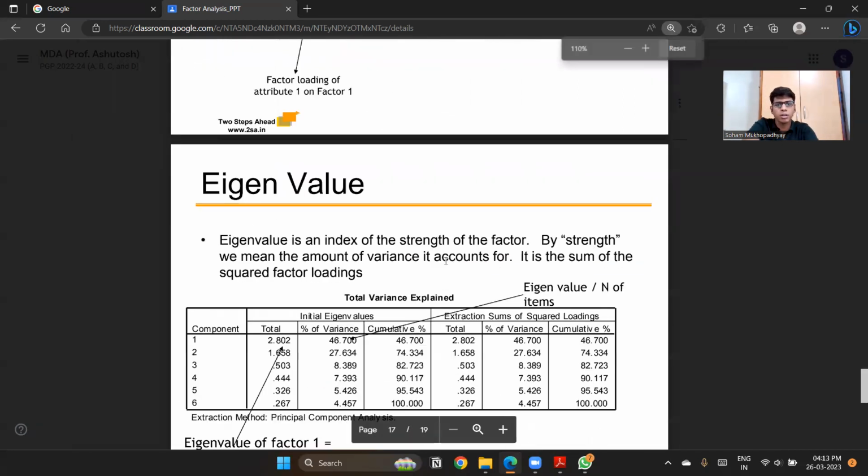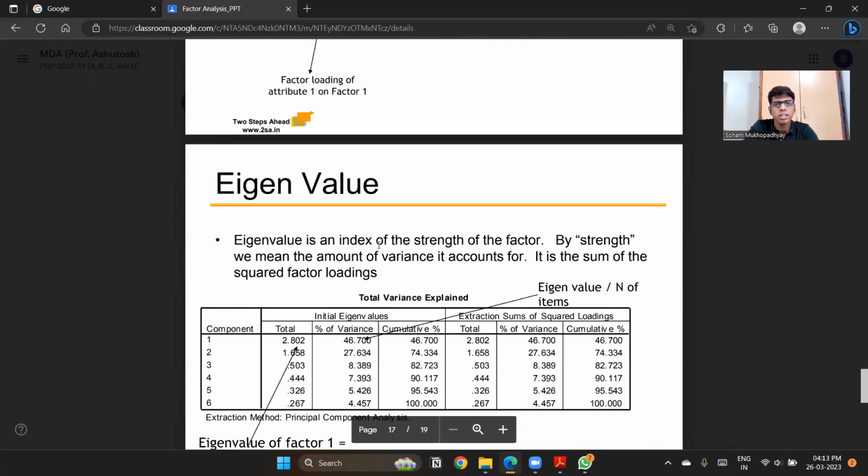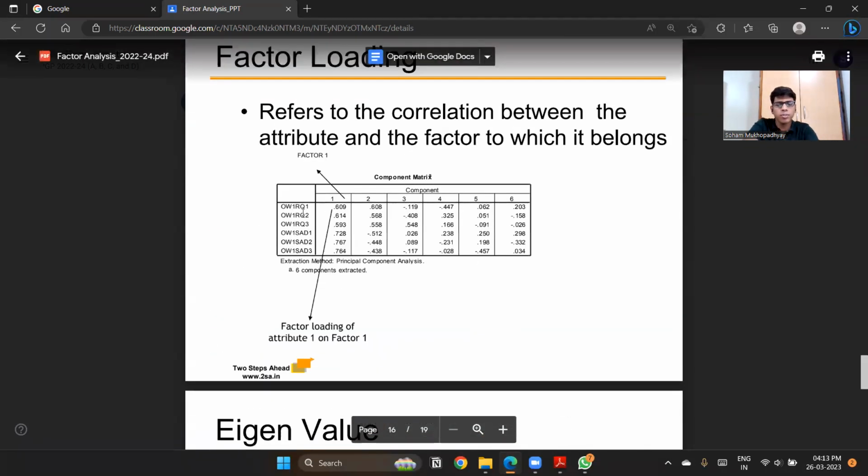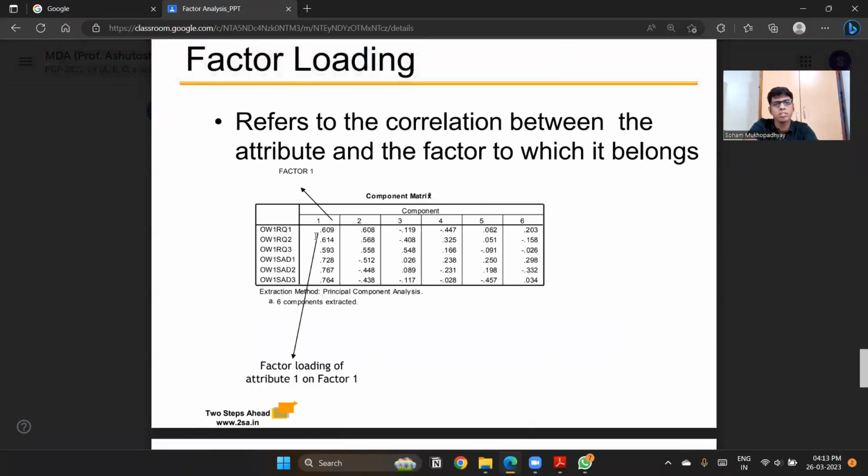Now the concept of eigenvalue comes. Eigenvalue is an index of the strength of the factor, and by strength, I mean the amount of variance that it accounts for. How it is calculated is that if you take all these values, let's say 0.609, 0.614, 0.593, 0.728, 0.676, and 0.764, and you square all of these and add them up, then you will get the eigenvalue of factor 1. Similarly, if you square and sum these values, you will get the eigenvalue of factor 2, and so on and so forth.